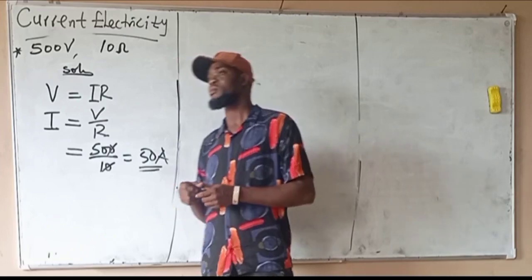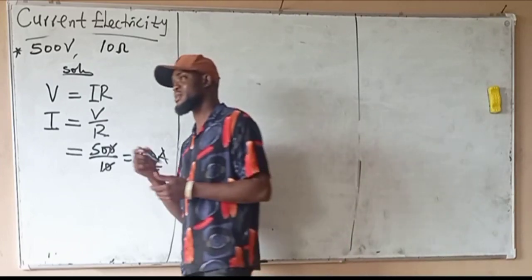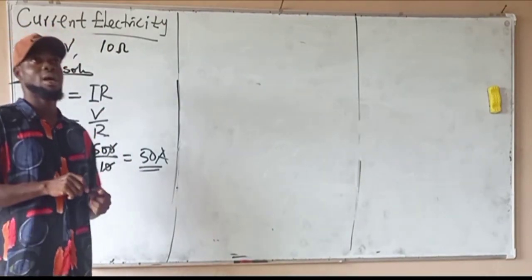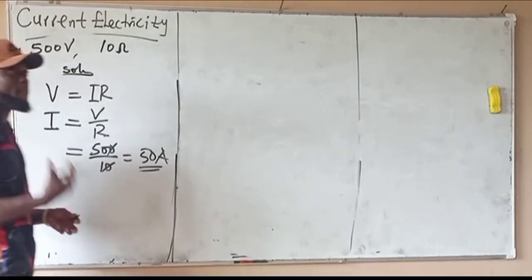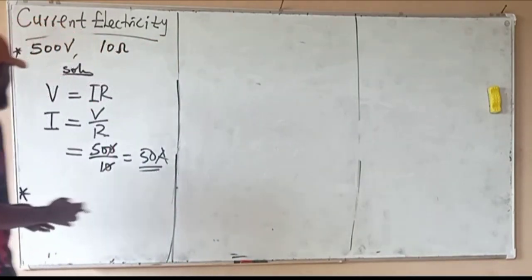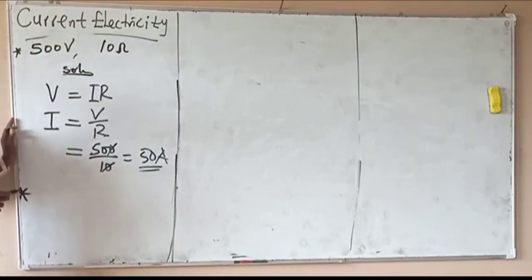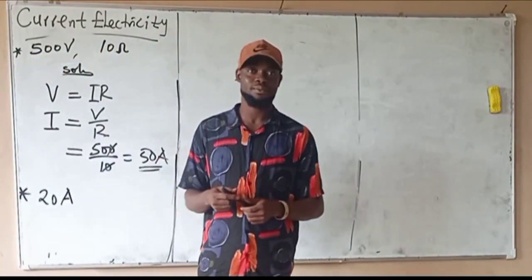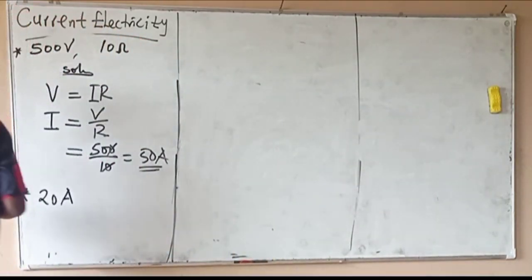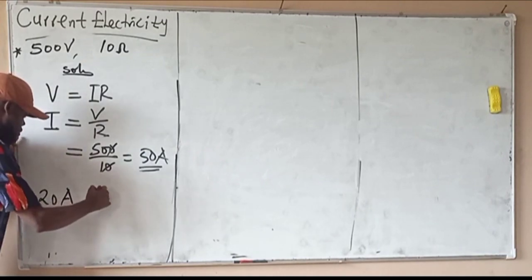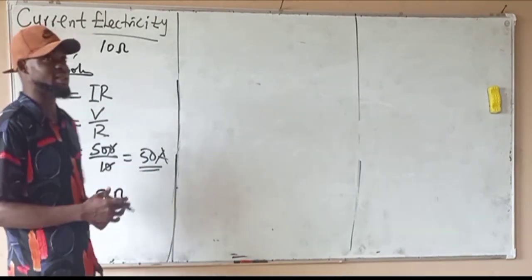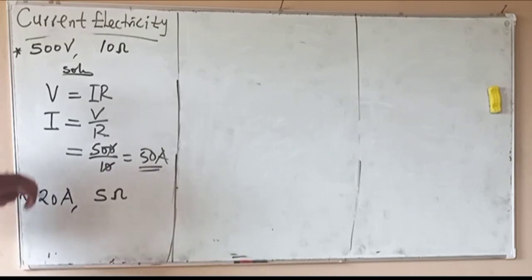Now let's try this. How much potential difference is needed to pass a current of 20 ampere through a resistor of 5 ohms?